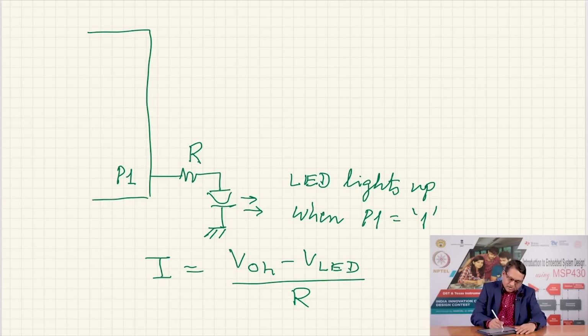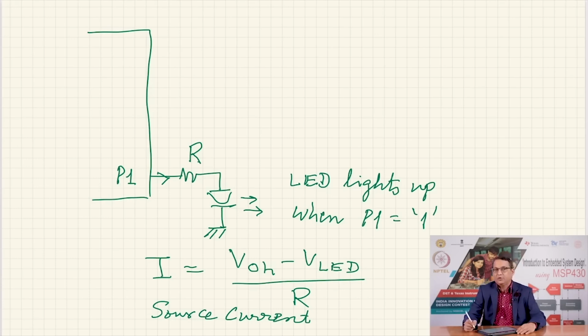that this current which goes through the LED and goes out of the pin is called source current. So, in this case it is a source current, and modern microcontrollers offer up to 30 or 40 milliamperes of source current.